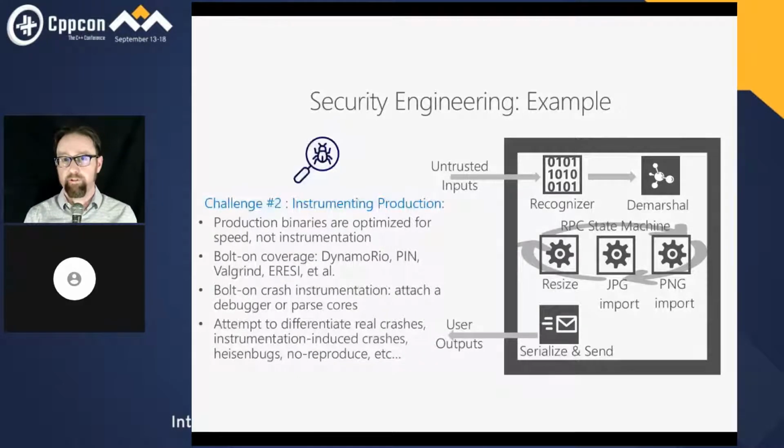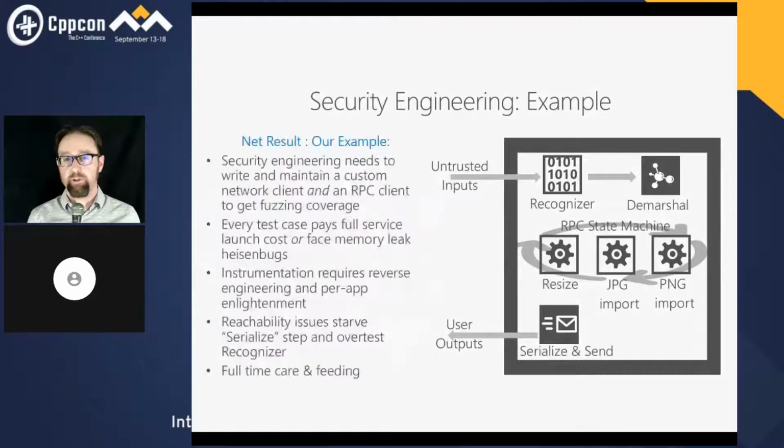So the net result here is, in our example, security engineering has full-time care and feeding of this testing framework. They have to write probably two clients, one for the RPC state machine, one for the network service. They're going to be doing a lot of investigation of each crash. There's probably going to be per app enlightenment using the dynamic binary instrumentation framework. And reachability issues are going to overtest the recognizer and undertest the serialize and send step.